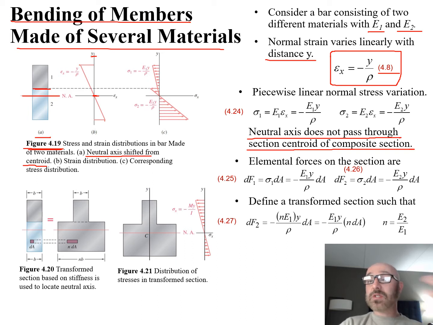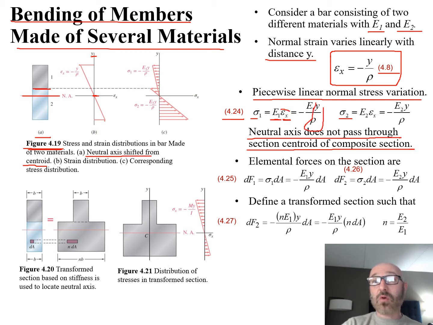Now, what we want to do is deal with this piecewise, just like any of the other problems we've done before, dealing with each individual material separately. We'll call this the piecewise linear normal stress variation. So we'll have a sigma 1 and a sigma 2, and these relationships are found from equation 4.24 in our textbook. We're talking about sigma 1 here, for the top material, material number 1. Sigma 1 is equal to our modulus of elasticity, whatever that material is, times our strain in the x direction. We can then substitute for our strain, which is negative y over rho, and this is epsilon 1 for material 1.